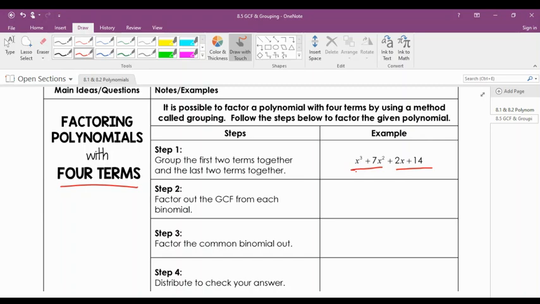So if they had all had something in common, I would have taken that out first. But they don't. They don't all have X. They don't all have a number I can divide by. So I have to group to see if this will work. And now I'm just going to treat it like 2 GCF problems.